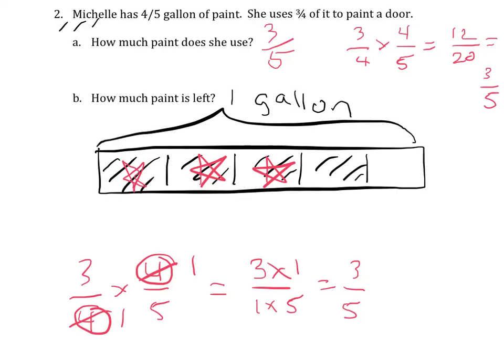The second question says how much paint is left. So that would be the region that is only striped. And so I want to make sure that you know that you can answer that question without really having to do anything. And also take note on your answers to these problems. You should have the units, gallons and gallon.